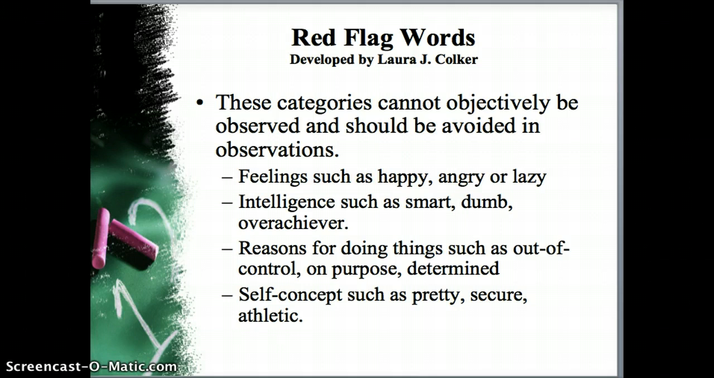The first one is feelings. We saw happy, sad, angry. These are things we're interpreting. But what we really want to do is see what's physically happening that may make us want to put that down. In the case of Tracy, she had a smile on her face.